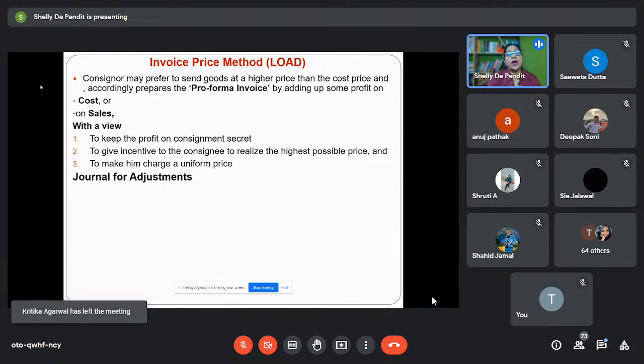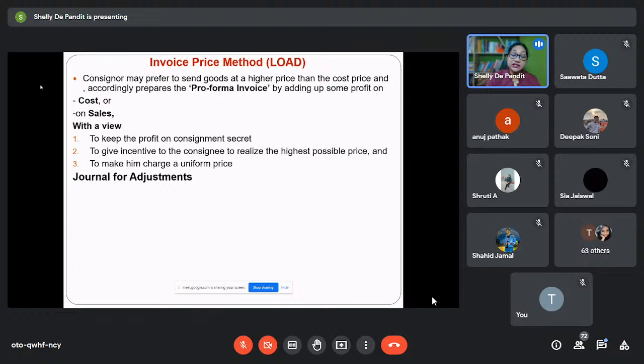But why we add load? So it is to find out what are the advantages of load. Let us concentrate on these 3 points. To keep the profit and consignment secret, to give incentive to the consignee to realize the highest possible price, and to make him charge a uniform price. Okay, so these are the points.